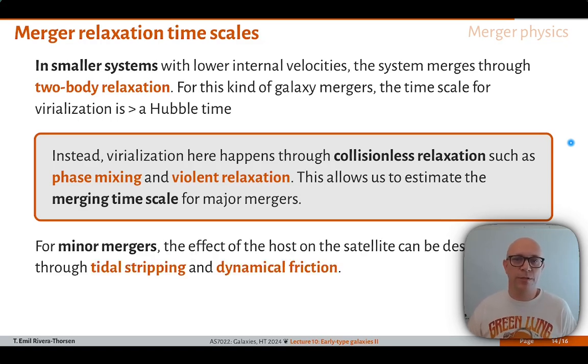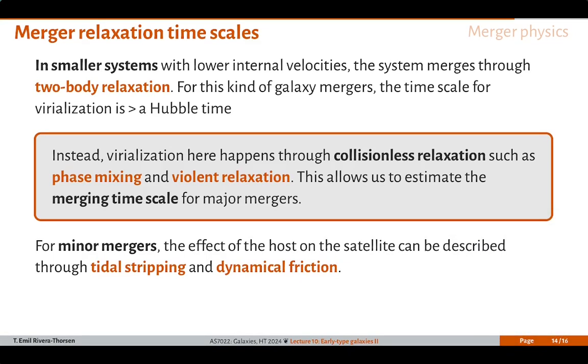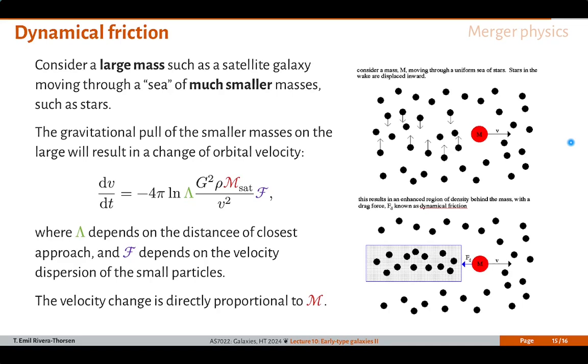For minor mergers, the effect of the host and the satellite can be described through effects such as tidal stripping and dynamical friction. And dynamical friction is a quite important phenomenon, so we are going to now dedicate a little bit of time to that. So what is dynamical friction?